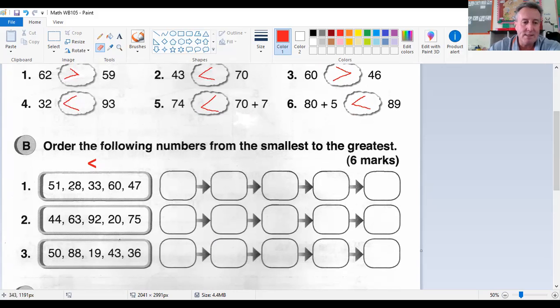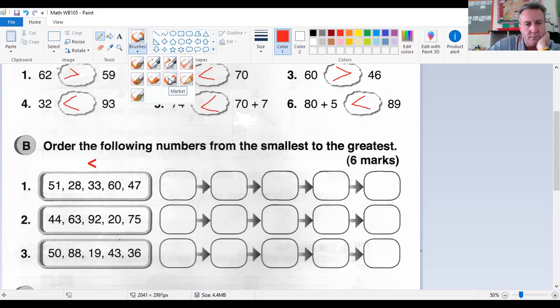Again, in our tens, what's the smallest number? The 5, the 2, the 3, the 6, or the 4? 2 is the smallest, isn't it? So 2 tens is smaller than 3 tens. So our first number will be 28.